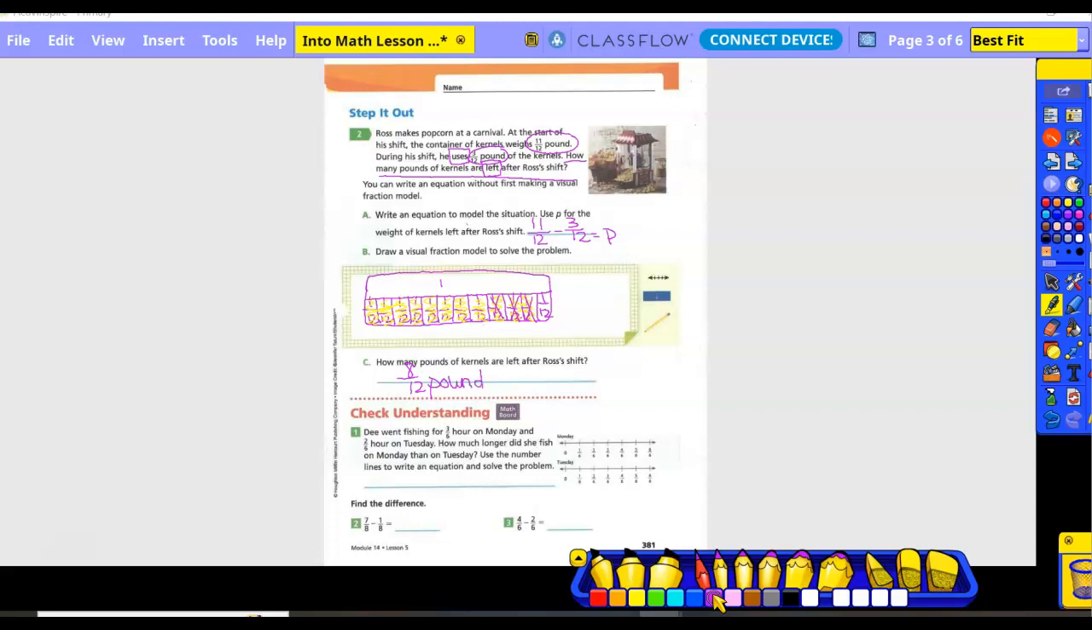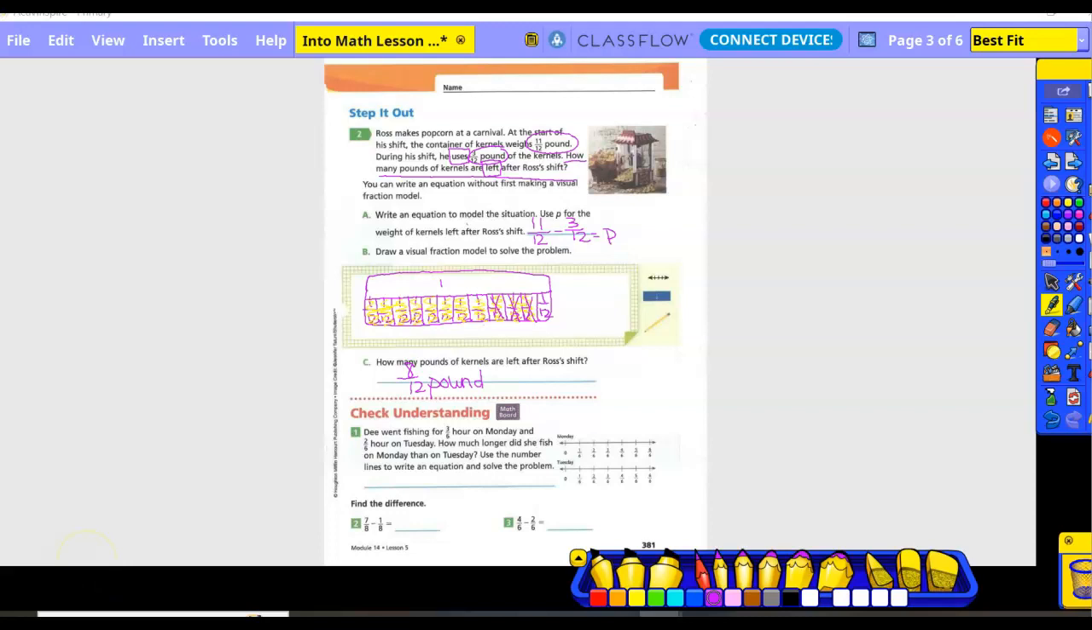Now, could I possibly simplify that? Yes. What would that be simplified? 2/3, right? Because 4 goes into 8 twice, 4 goes into 12 3 times, so 2/3. Check for understanding number 1.